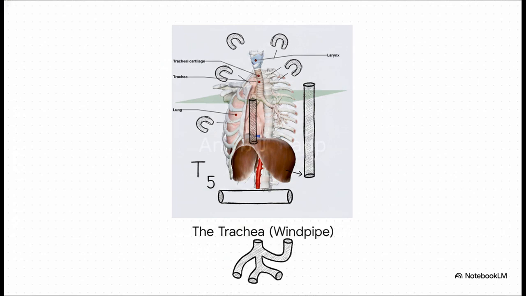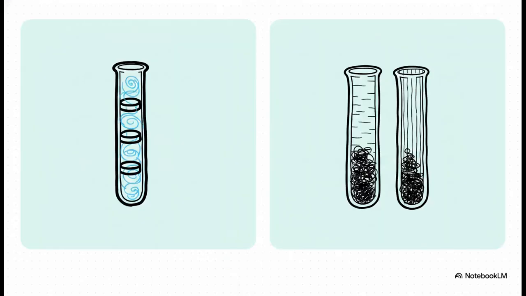This design is brilliant because it ensures your airway literally never collapses. Tracing it downward, it travels right behind the sternum and ends at a ridge called the carina. Right around the level of the T5 vertebra, it splits into your right and left main bronchi to feed the lungs.